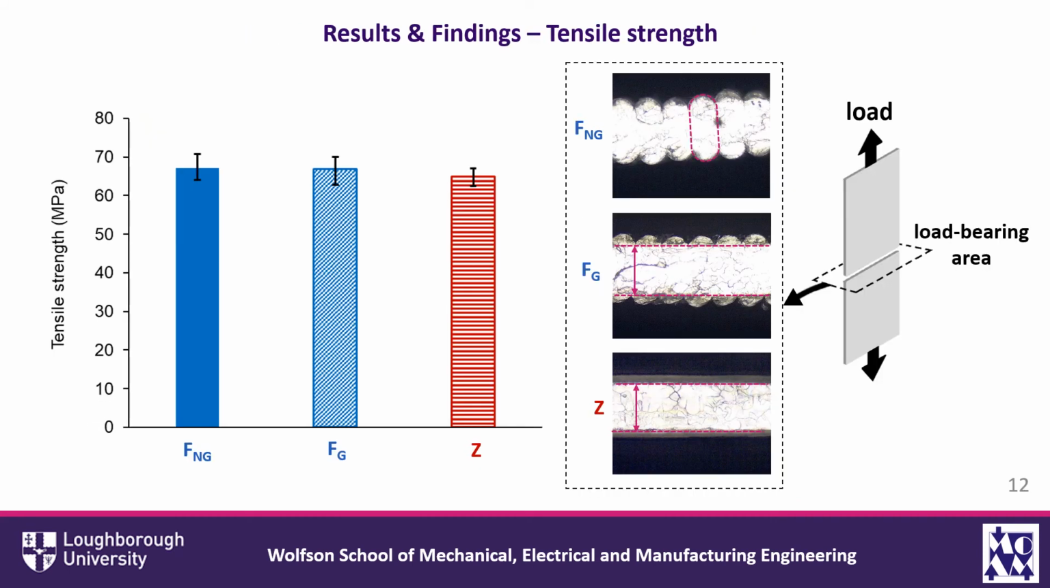While the load-bearing capacity of the specimens was shown to be different, the tensile strengths were shown to be equivalent. This is strong evidence that the interfacial mechanical performance is equivalent to the bulk filament. As we can see in the microscopy on the right-hand side of this image, we've utilized the load-bearing area to calculate the strengths.